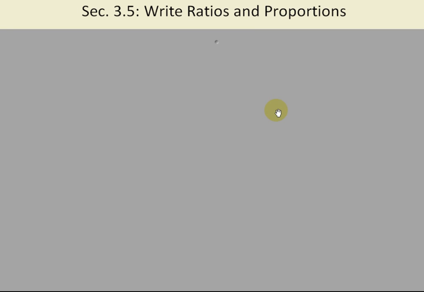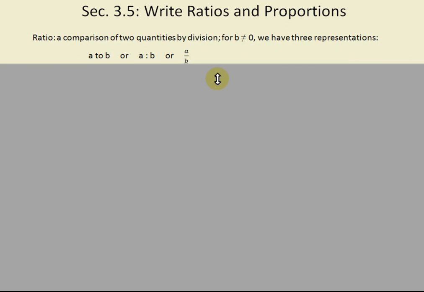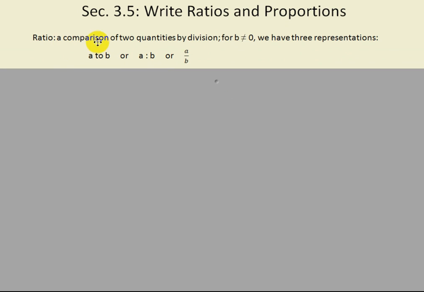In section 3.5, we changed gears just a little bit compared to the previous 4 sections in this chapter, and we're going to look at ratios and proportions. So first of all, what are those? Well, a ratio is a comparison of two quantities by division. And because we're going to be dividing, we need to stipulate that b is not equal to 0.